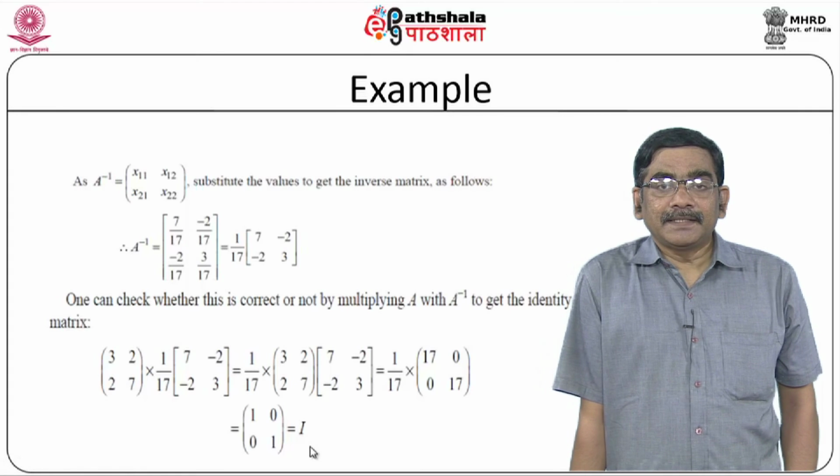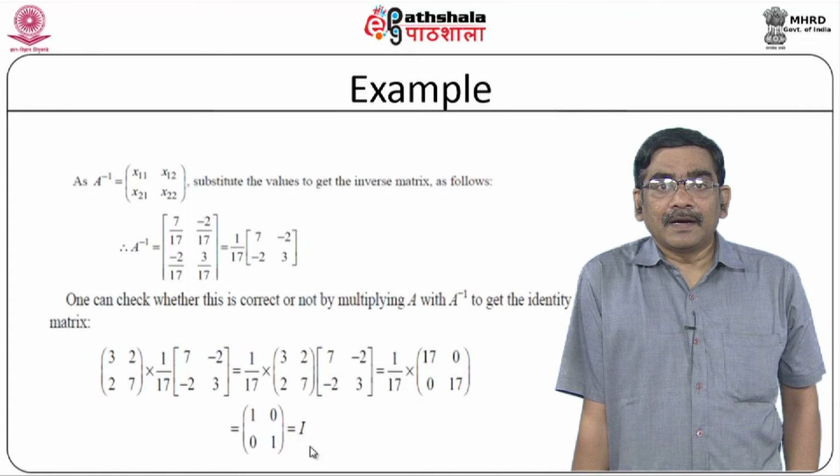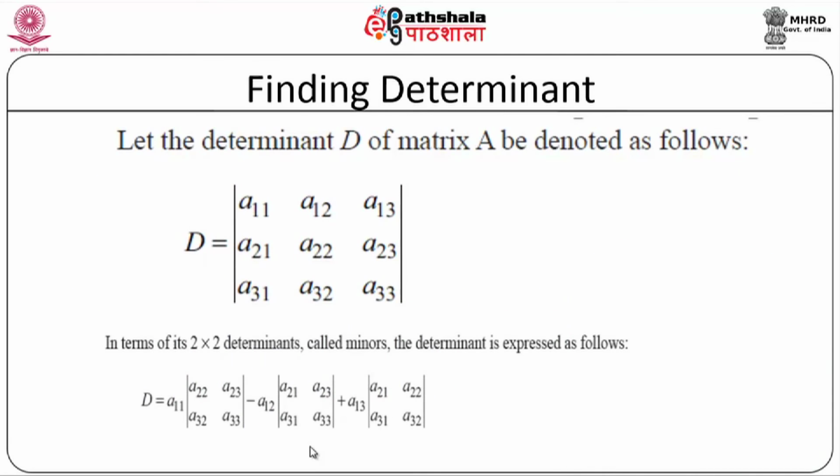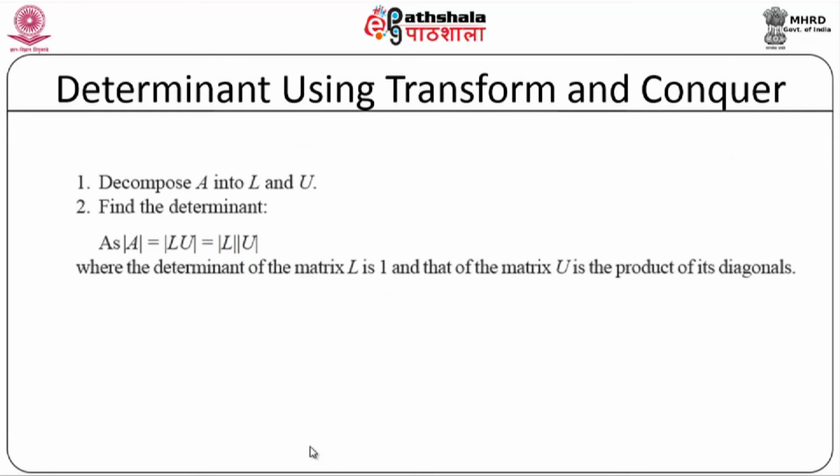In other words, by changing the columns of the identity matrix and by finding the unknowns, we can easily find the matrix inverse. The same logic can be extended for finding the determinant. You know very well that finding the determinant of larger order is going to be a very difficult task. This is the determinant finding for 2 by 2 and 3 by 3 matrices. The logic is very simple: apply transform and conquer. Decompose A into L and U. Now the determinant finding of A is reduced to finding the determinant of LU, which is nothing but the product of the determinant of L and the determinant of U.